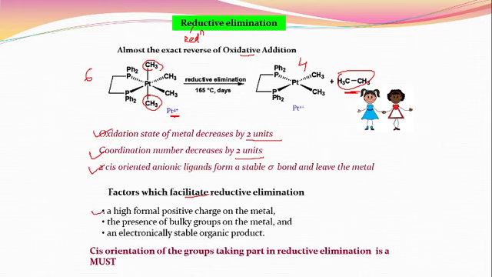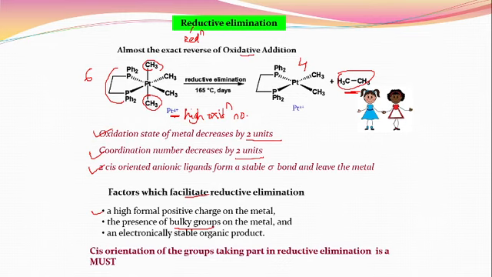First factor is the high formal positive charge on the metal ion. That means the metal ion must have a high formal charge, or high oxidation state. Second is the presence of bulky groups on the metal ion. Why? Because these bulky groups repel the leaving groups. That's why the presence of bulky groups is very important.